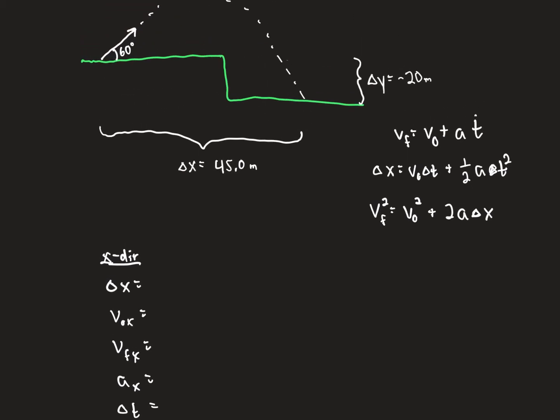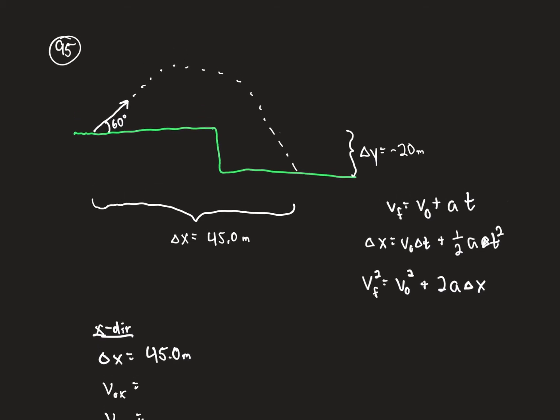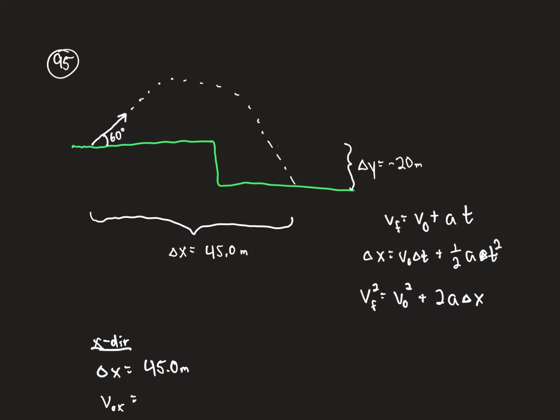Do I know any of these? Do I know the change in x? Yes. What is that? 45. Do I know the V initial in the x direction? Well, I'm launching, I'm flying off of this. If it was 0, I would just be stopped. So I am moving forward at some velocity. Let's call it V initial. That's actually what we're looking for.